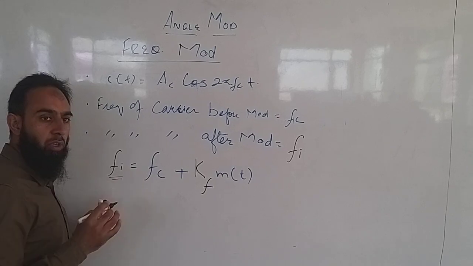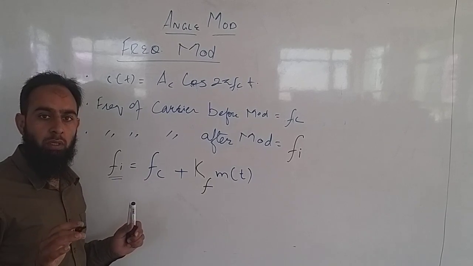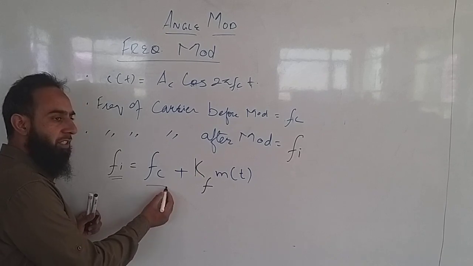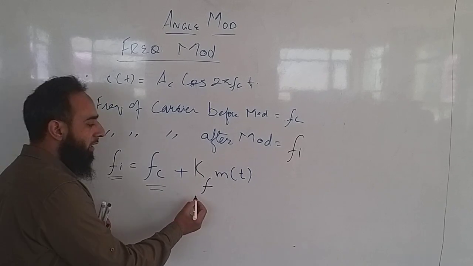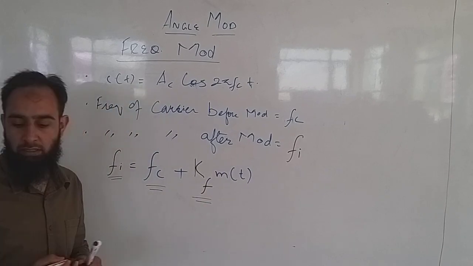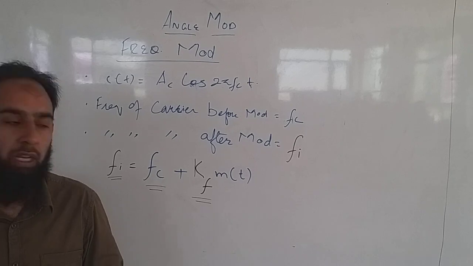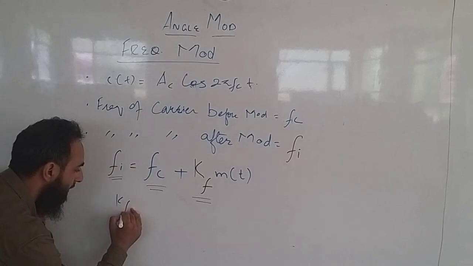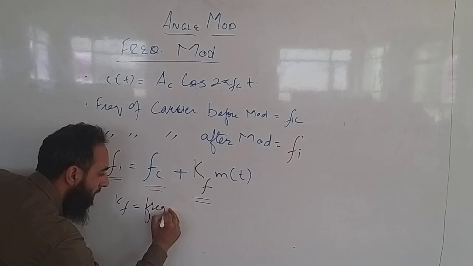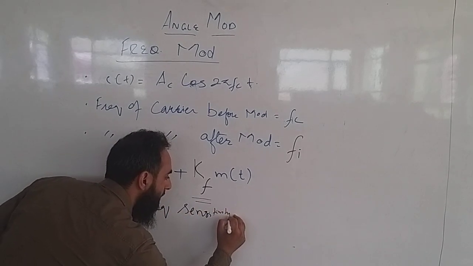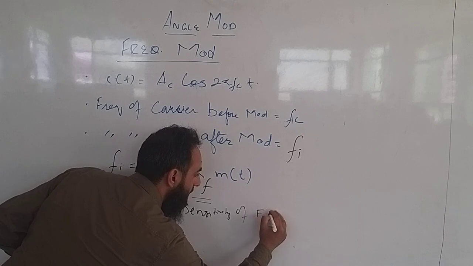Eyes on board. I will not be loud today, I will be very low. Fi is the instantaneous frequency. Fc is the carrier frequency. Kf is the frequency sensitivity of the frequency modulator.